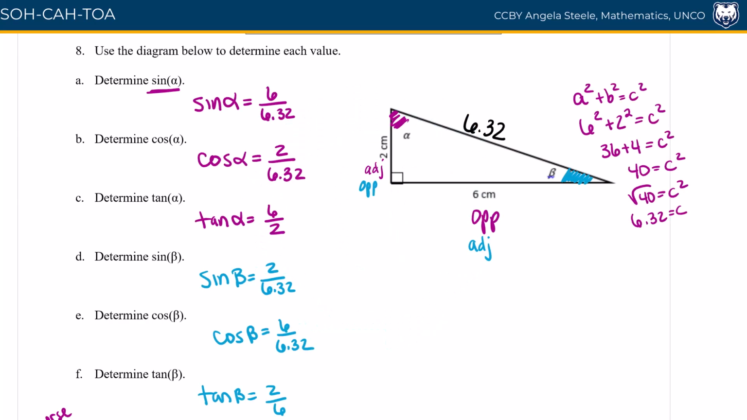All right, let's go ahead and go over the solutions. So for parts A through C, when we're looking for the alpha, I've got that highlighted in pink. Make sure you have 6 as the opposite, 2 as the adjacent. And then for D through F, when you're looking at the beta, I have that highlighted in blue. This time make sure the 6 is the adjacent and the 2 is going to be the opposite.